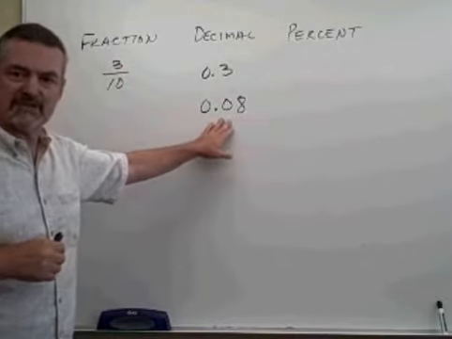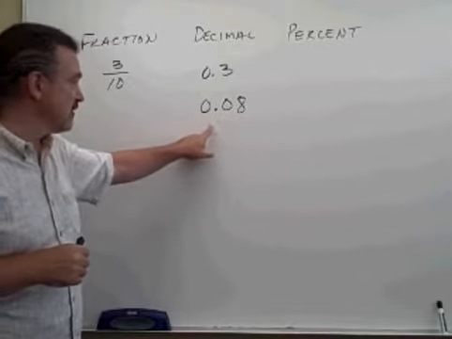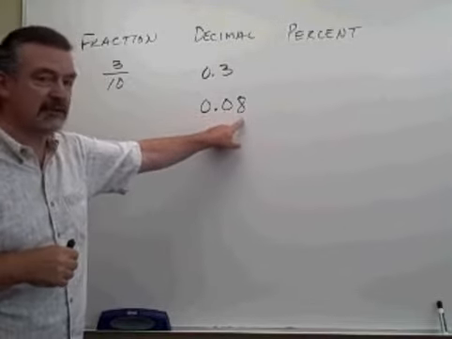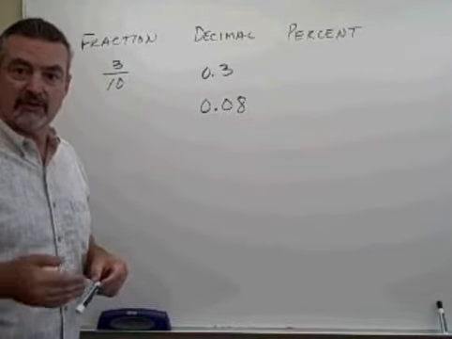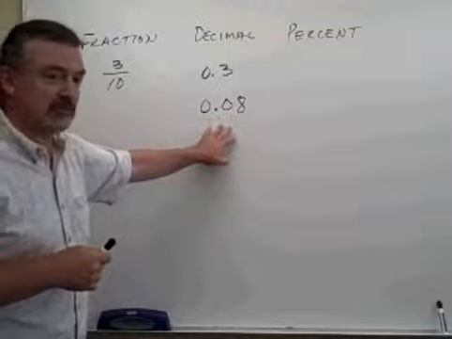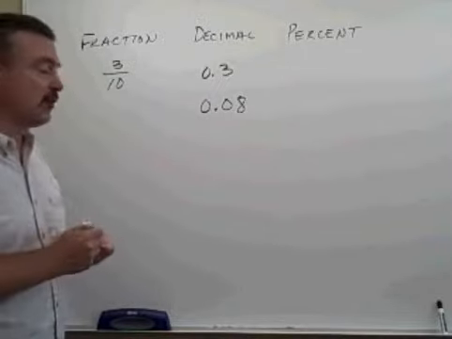If I have this decimal quantity, I would read that 8/100ths. This is the tenths place, this is the hundredths place. I would read that as 8/100ths. So if I wanted to convert that decimal form to its fractional equivalent, I would simply write 8/100.